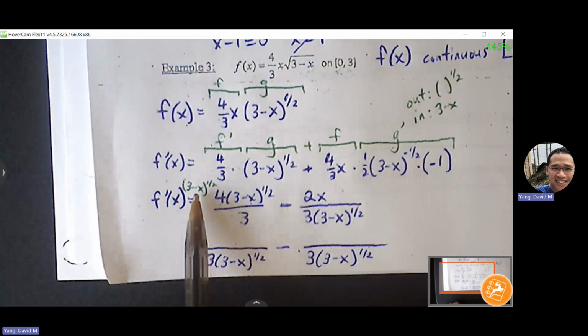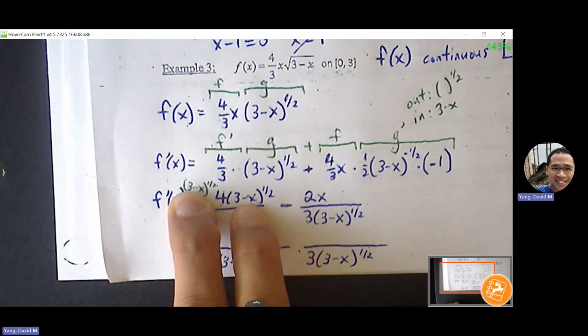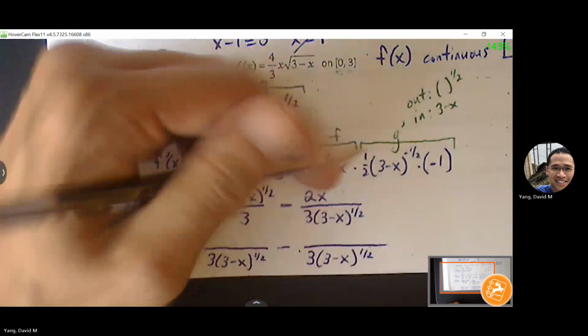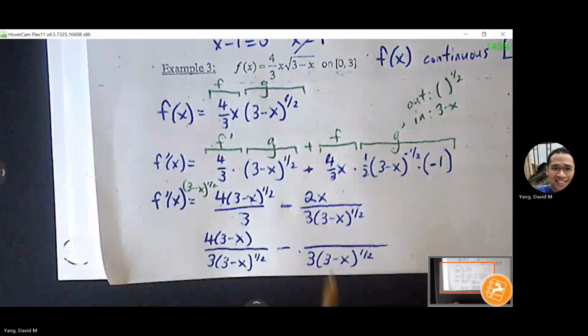So it's basically this times these two. Now, these are basically square roots. So square root of 3 minus x times square root of 3 minus x is just going to be 3 minus x. So that cleans up nice.